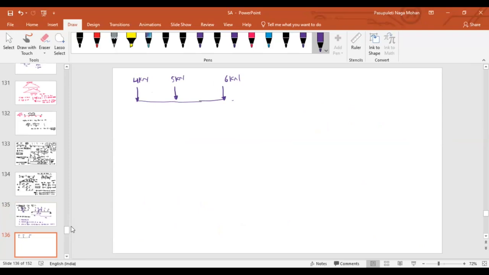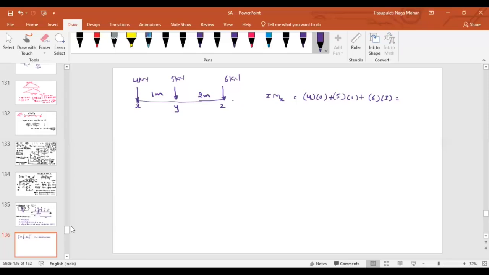Just for some different case, let us say 1 meter and 2 meter. How will you find the resultant? Let us say this is X, Y, Z. Find the summation of moments at point X, or any other point. What is the moment due to 4 kilonewton? 0. 5 into 1, and 6 into 3. 5 into 1 plus 6 into 3. What is the value?